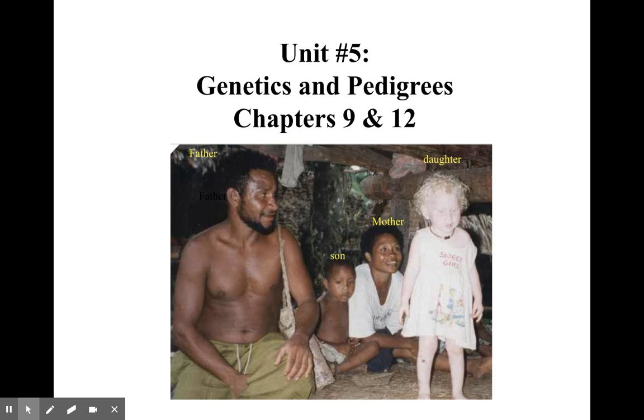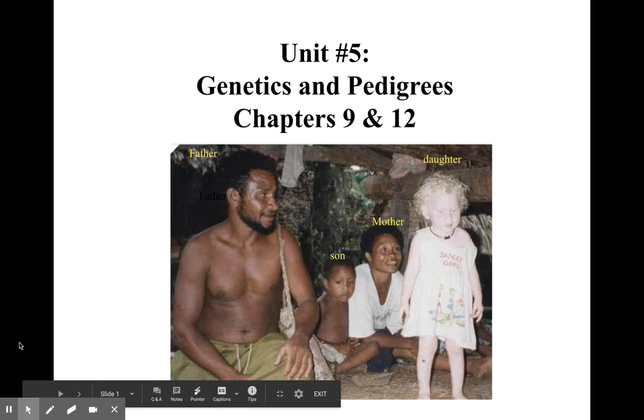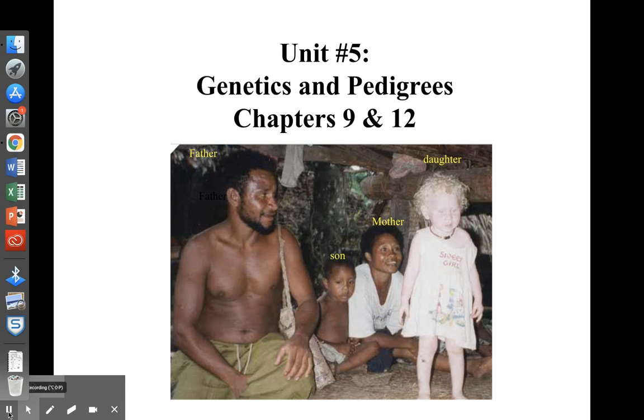Our unit is going to be about genetics and pedigrees, and you're going to find that information in chapters 9 and 12 in your biology book. So please read. That will help you understand all the information. It's in more detail than what our notes are. So the book is always helpful. So, chapters 9 and 12.